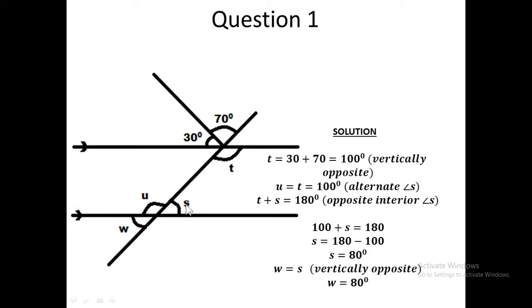Also, we know that angle S and angle W have a relationship, that is, they are vertically opposite angles, and vertically opposite angles are equal. That is why angle W is equal to 80 degrees. You can also find it this way: angle U and angle W are angles on a straight line, and angles on a straight line are equal to 180 degrees. Angle U is already 100 degrees. So if I remove 100 from 180, that will give me angle W, which is also 80 degrees.